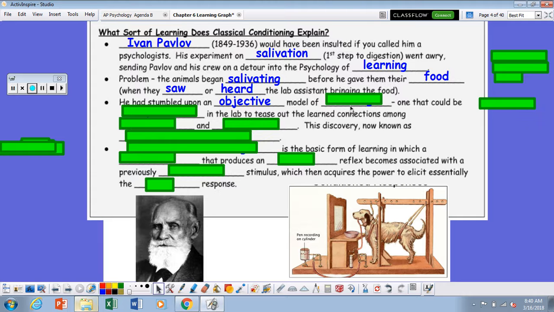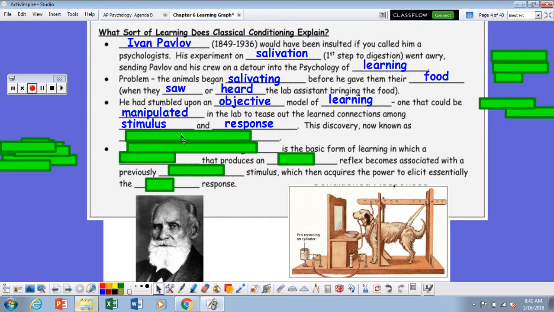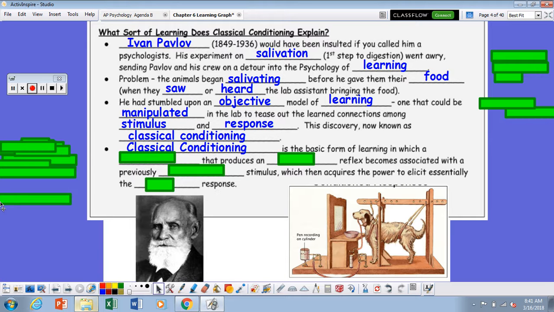He stumbled upon an objective model of learning, one that for the most part could be manipulated in a lab to tease out the learned connections among the stimulus and the response. This discovery is now known as classical conditioning. Classical conditioning is a form of learning in which a stimulus that produces an innate reflex becomes associated with a previously neutral stimulus, which then acquires the power to elicit the same response.